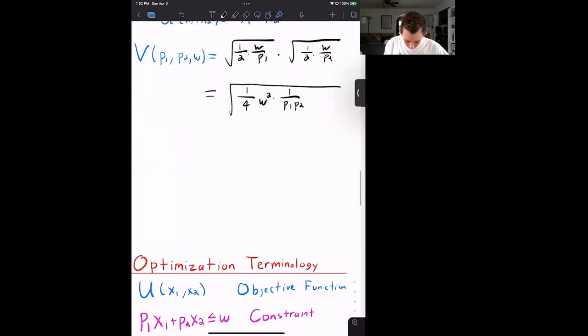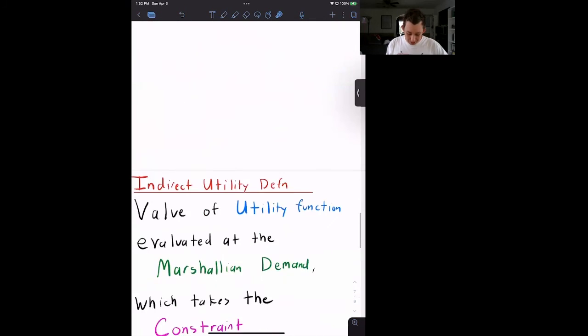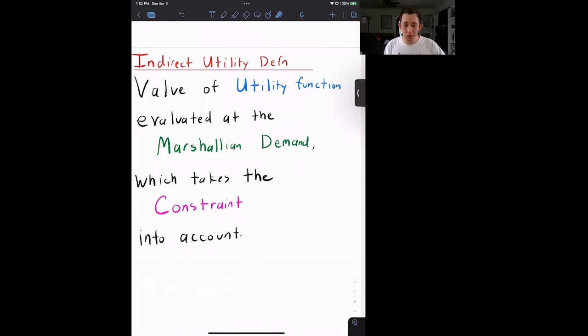Just to make sure this is super clear, let us revisit some terminology for optimization with the utility maximization problem. I have this utility function, that is what we call our objective function. This budget constraint is what we call a constraint. And this Marshallian demand is what we call the optimum, or the optimal bundle. So the definition for indirect utility is the value of the utility function, or the objective function, evaluated at the optimum, which is Marshallian demand, and that optimum will take the constraint, or the budget constraint, into account. So that is all we are doing with indirect utility functions. I want to make sure this is clear because later we are going to move on to something called value functions, which is going to be more general than utility. So having this definition of indirect utility in mind can be super helpful later.